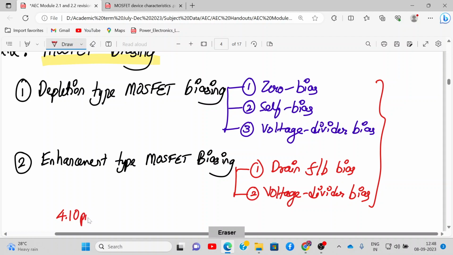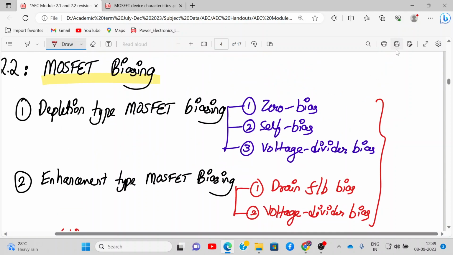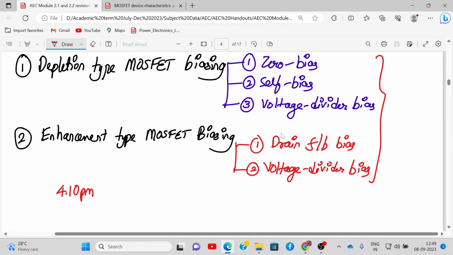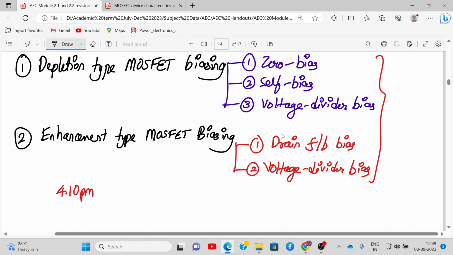Same link, join together, and then I will explain about module number 2.2: zero bias circuit, self bias, voltage divider bias. I'll discuss all three. I'll solve one numerical on it, and for enhancement type biasing, I'll solve both of them, the drain feedback and voltage divider bias. Okay, fine. So that's all for today. I'll resume at 4:15 today, 4:10 again.